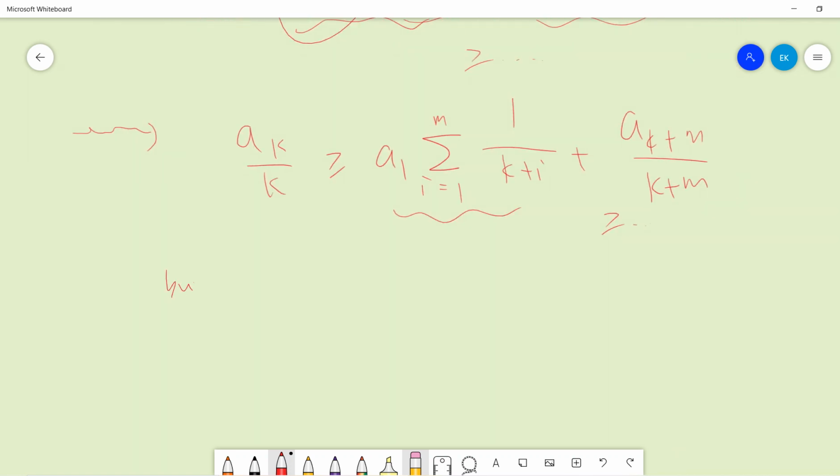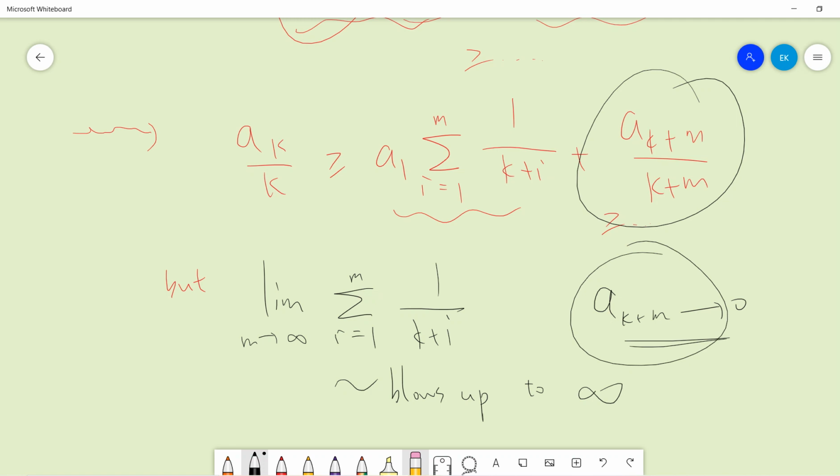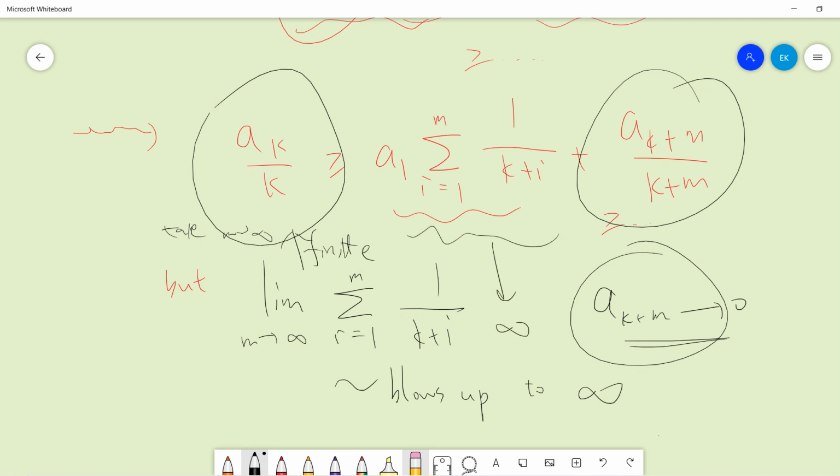But remember the simple calculus result: as m goes to infinity, the summation for i from 1 to m of 1 over k plus i is close to a harmonic series, so this will blow up to infinity. And a_{k+m} is always positive, because no matter whether a_{k+m} converges or not, it is always greater or equal to 0. So if you take m to infinity, the left hand side is some finite term, but the right hand side must go to infinity. So this is a contradiction.